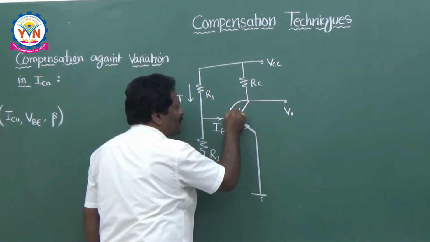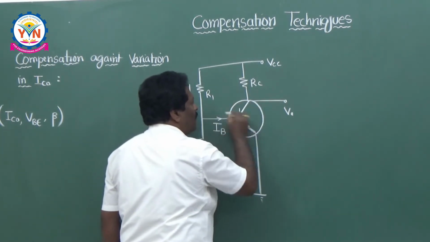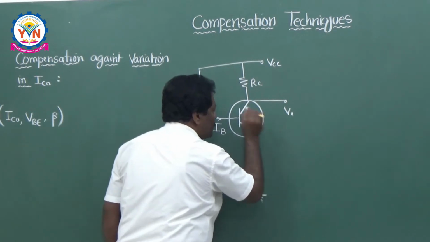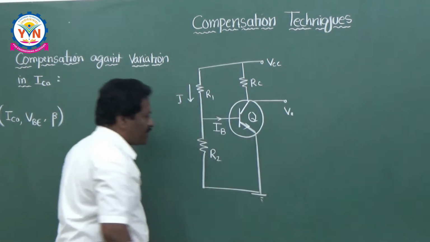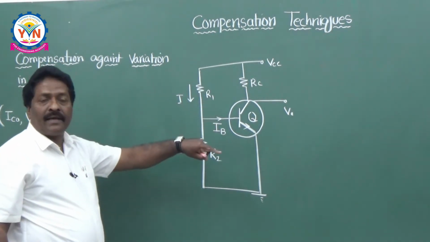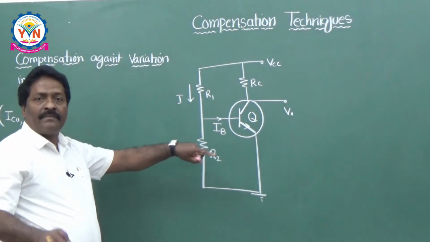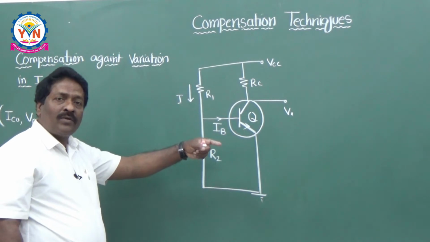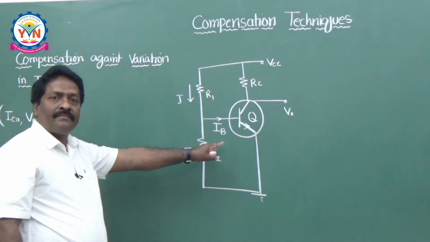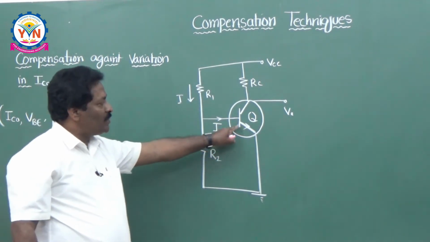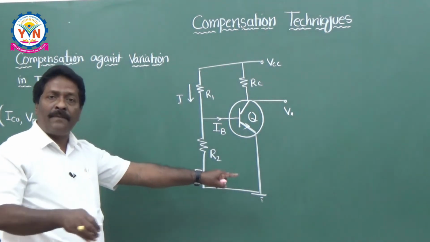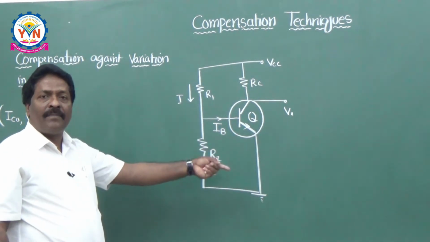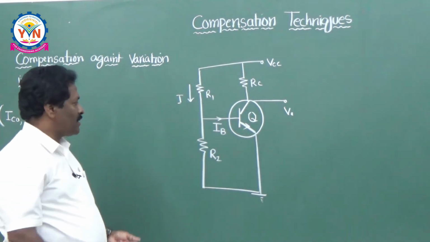So this is the transistor Q, which is in the active region. And we have taken the most popular configuration, that is voltage divider bias. Friends, remember, in future also you have to remember this circuit very well, because the common emitter configuration is the most important configuration. That too, the most popular biasing technique is self bias or voltage divider bias.